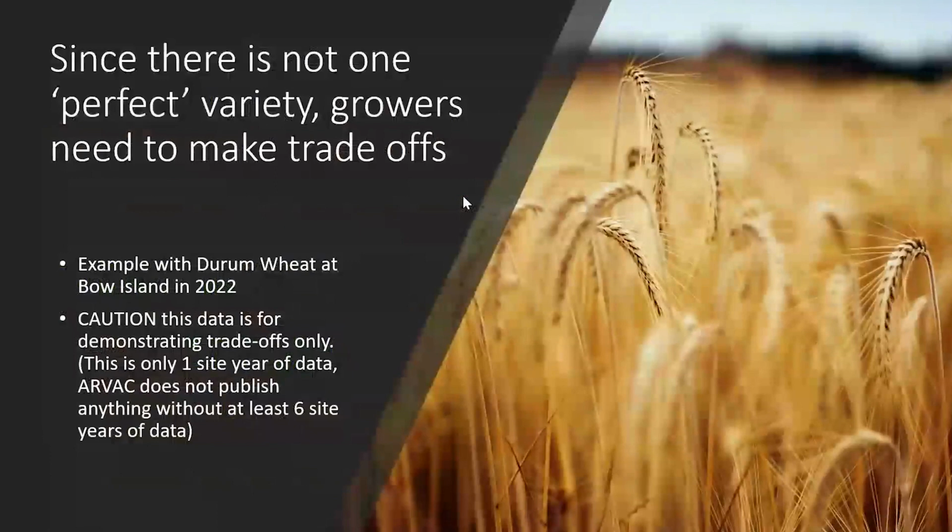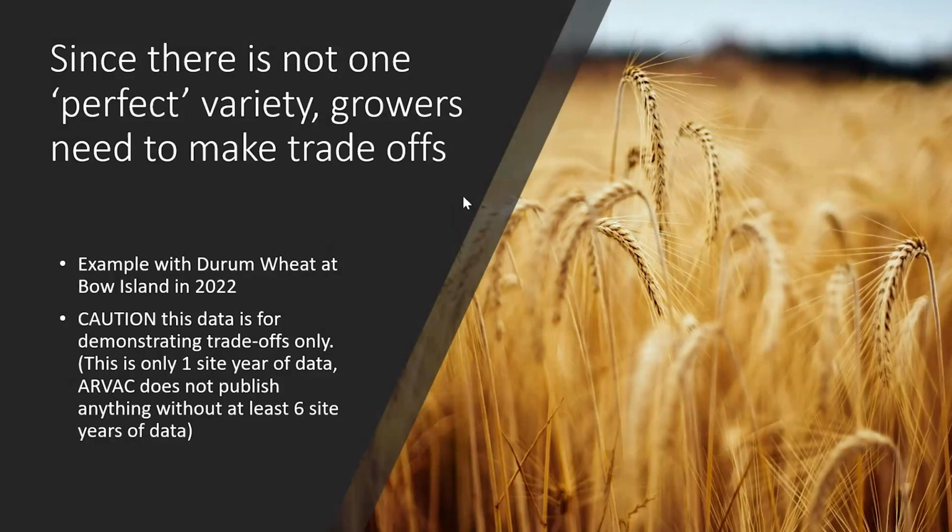Now, I want to go through a scenario of the give and take and making trade-offs when selecting a variety. And as I was going through the data from 2022, the Durham wheat trial at Bow Island, and I know everyone doesn't grow Durham wheat, but it had a great example of trade-offs. And this is 1 year of data, and we don't publish 1 year of data.